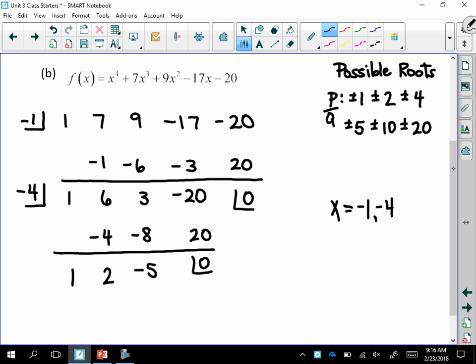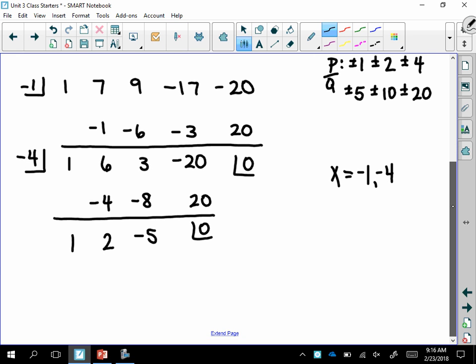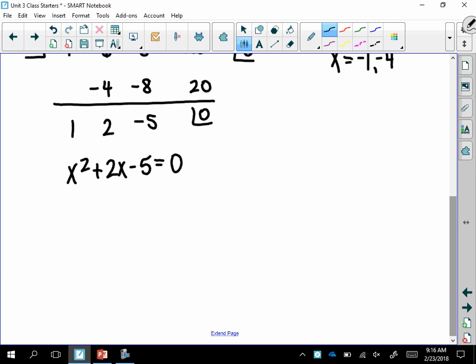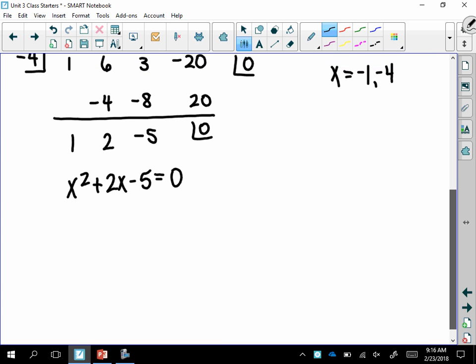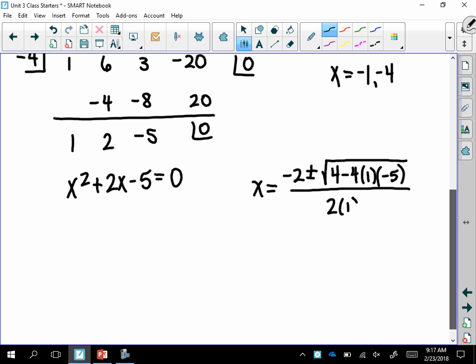We started off with a degree 4. We've done synthetic division two times. So now we're at a quadratic level. Is that factorable? Nope. And since it's not factorable, then we're going to have to use the quadratic formula, which, of course, we have memorized. So that's no problem. So negative b plus or minus the square root of b squared minus 4ac over 2a. What do you get for your discriminant?